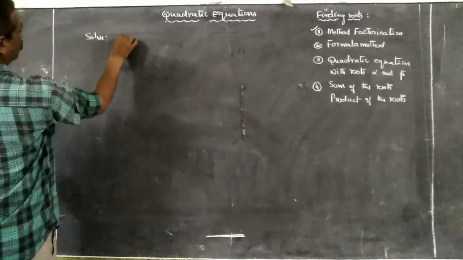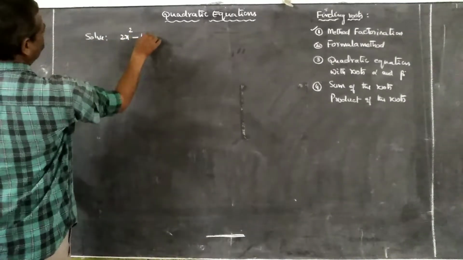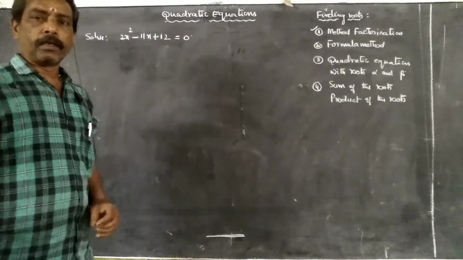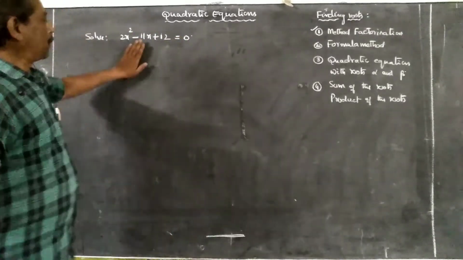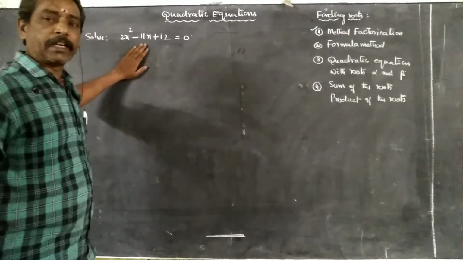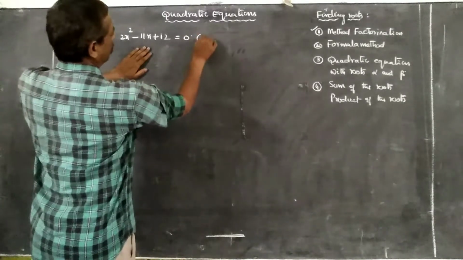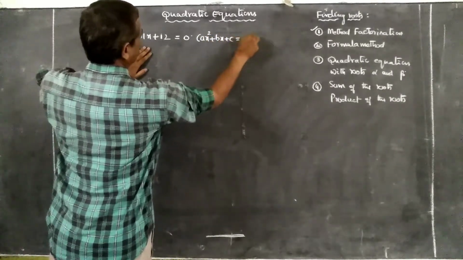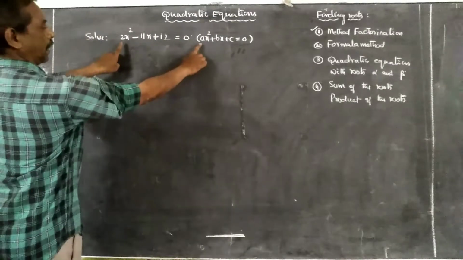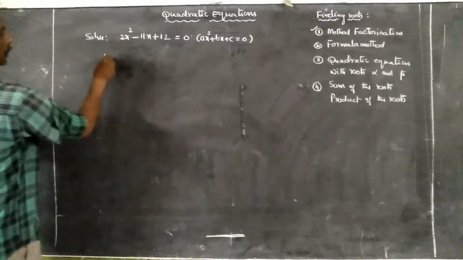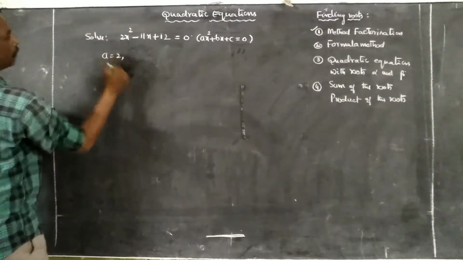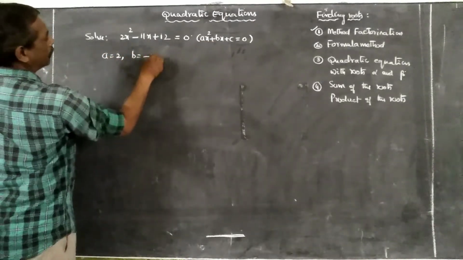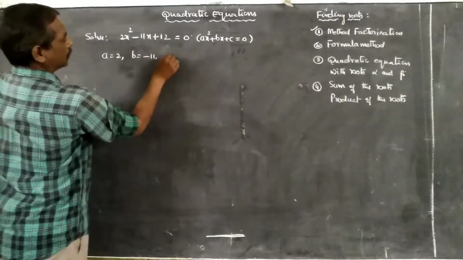Solve 2x square minus 11x plus 12 is equal to 0. This is a quadratic equation. Compare this quadratic equation with the general form of the quadratic equation, ax square plus bx plus c is equal to 0, where a equals the x square coefficient, b equals the x coefficient, c equals the constant.